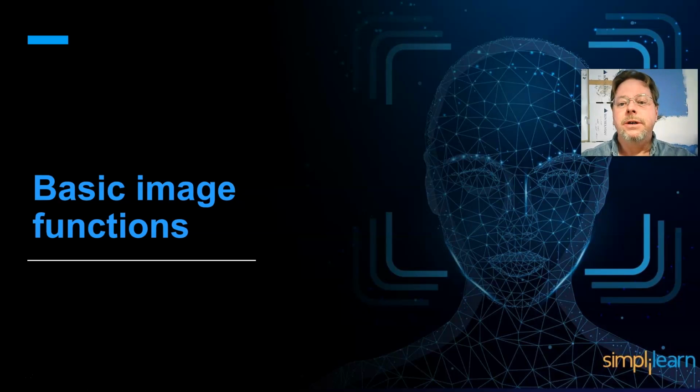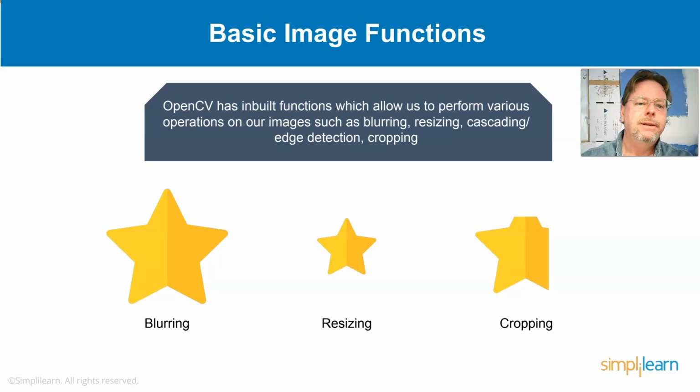And they have basic image functions. And this is just so cool because so much of this is built in. You go back 10 years and people are writing the code to do this stuff, and now it's all built in and people are continually optimizing it. So you can do a lot of things without having to lift the hood up and really do the heavy lifting underneath. And so OpenCV has built-in functions which allow us to perform various operations on our images, such as blurring, resizing, cascading, edge detection, and cropping. And there's also motion detection in videos. There's all kinds of things.